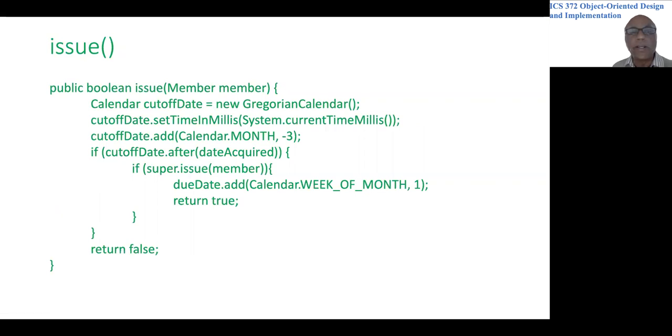The code for Periodical would check if the periodical can be issued, because not all periodicals can be issued. If it is new, then we don't issue it. So that is the code here. And if the periodical can be issued, it calls the superclass's issue method.